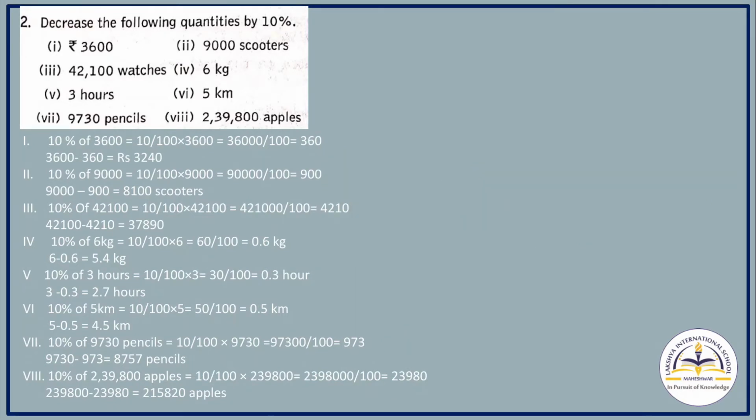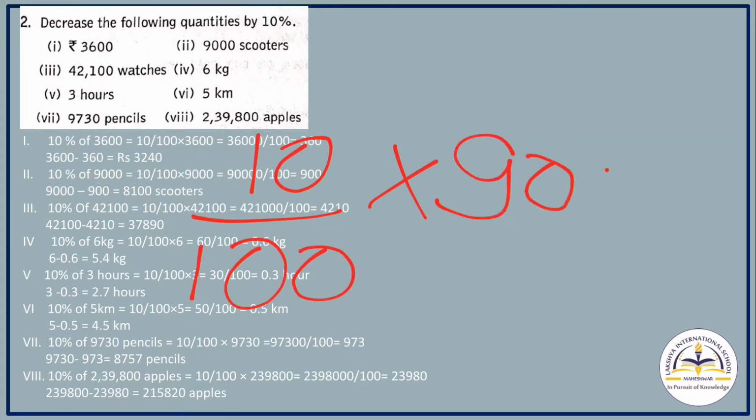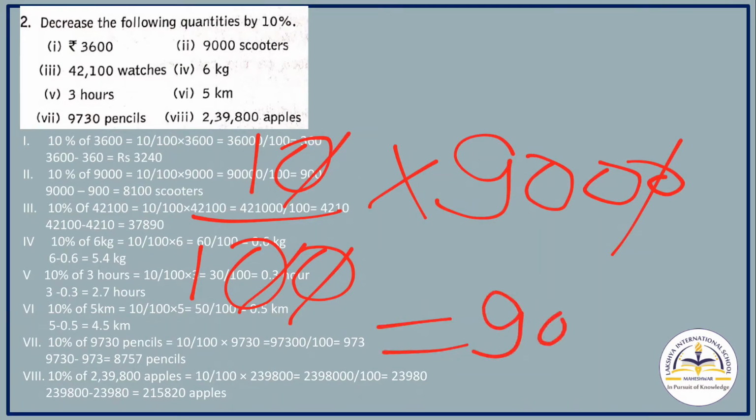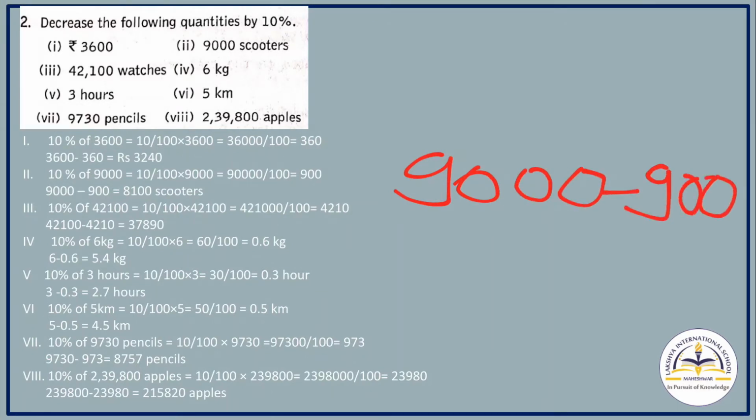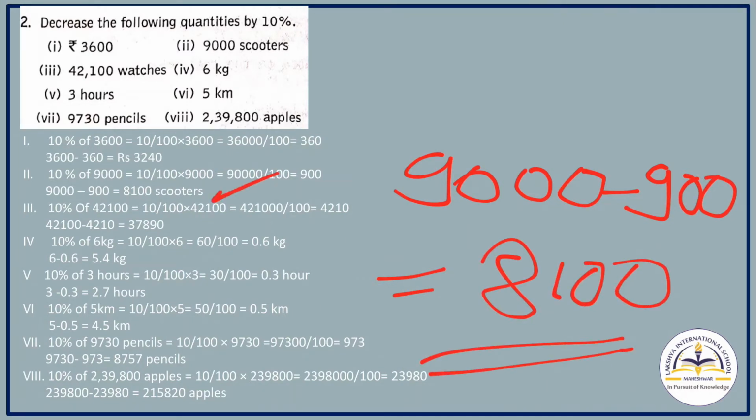Now question number 2, 9000. So you have to find out first the 10% of 9000. You will get 900. Okay, so 900 is the 10% of 9000 scooters. So 9000 scooters minus 900, you will get 8100 scooters. This will be the answer.